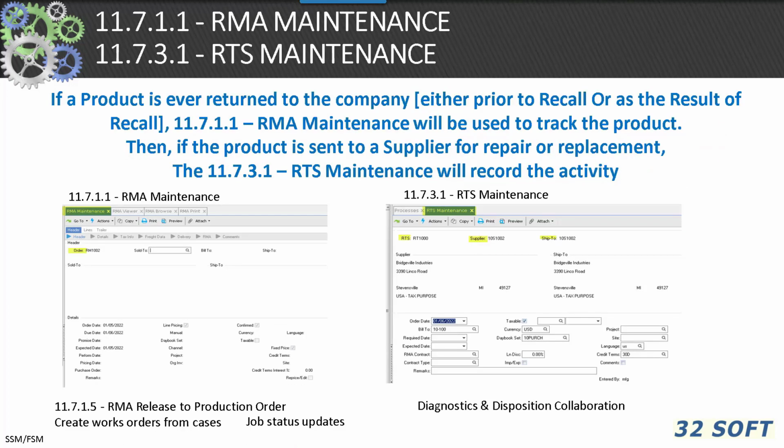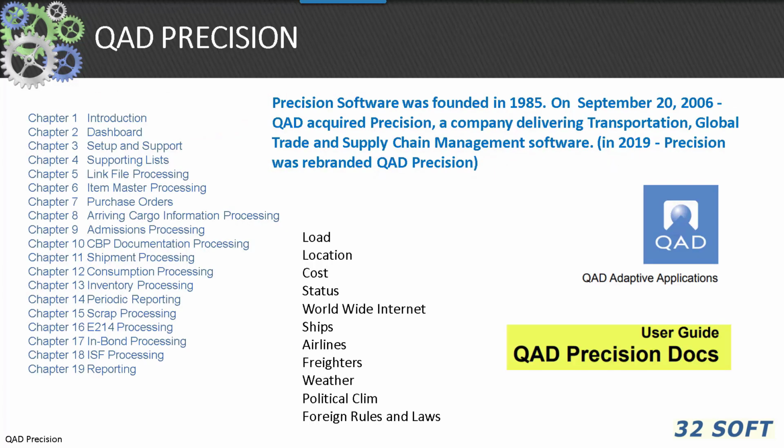The 11.7.1.1 and 11.7.3.1, if you've returned a product to your inventory, you're going to use RMA maintenance to keep track of that. And if you send it out to a supplier to be repaired, you're going to use the 11.7.3.1 RTS maintenance. Word of note, 11.7.1.1 is the most complex menu in QAD.